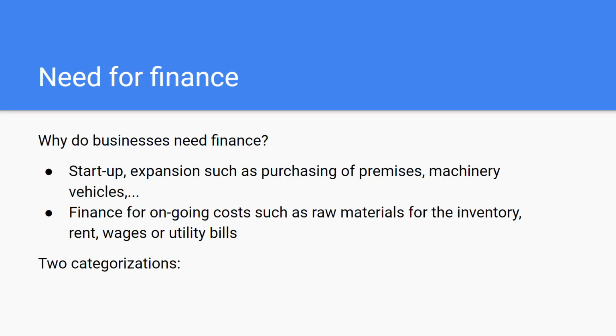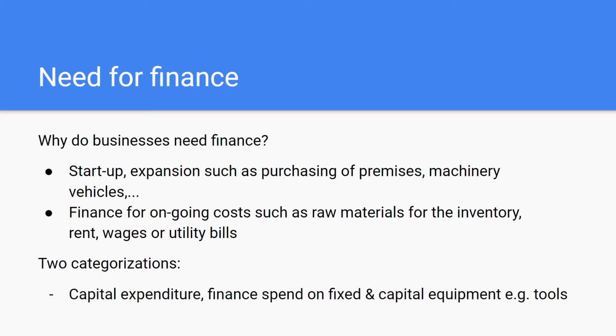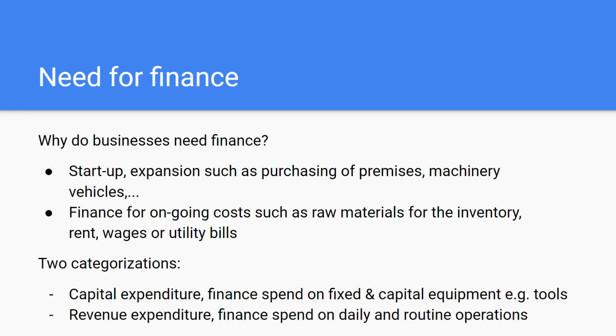There are two categorizations for this expenditure. One is capital expenditure, which is finance that is spent on fixed and capital equipment. Examples given are tools or machinery, something that stays for a long time and helps the business keep generating revenue over and over again. And then there's revenue expenditure, which is basically finance spent on daily and routine operations.